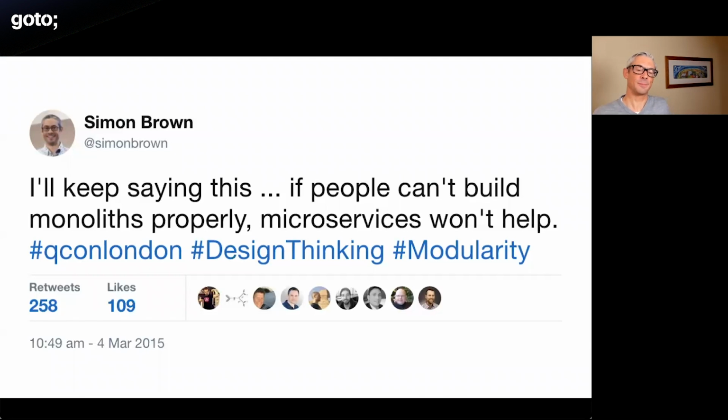A couple of years ago, more than that, 5 years ago, I threw this tweet out. And I said, if people can't build monoliths properly, please don't adopt microservices, because it's not going to help you. And I still see this today. I see large organizations, and they have these legacy 10, 15-year-old Java code bases, and they're just horrible big balls of mud. They're horrible monolithic applications. And they think the only way to fix this is to go microservices.